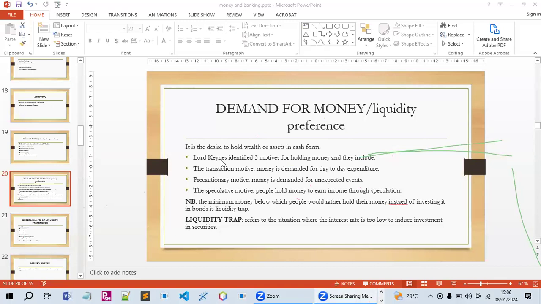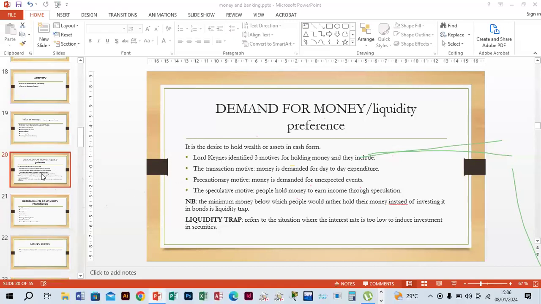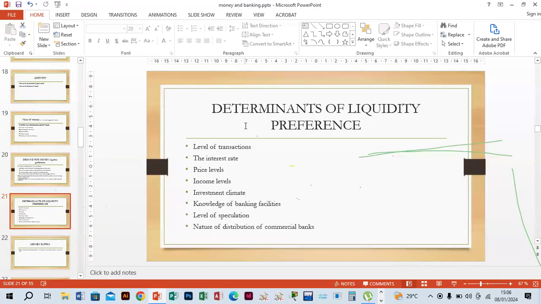But the demand for money is influenced by many factors. These include the level of transactions, the interest rate, the price levels, the income levels, investment climate, the knowledge of banking facilities, level of speculation, and the nature of distribution of commercial banks.